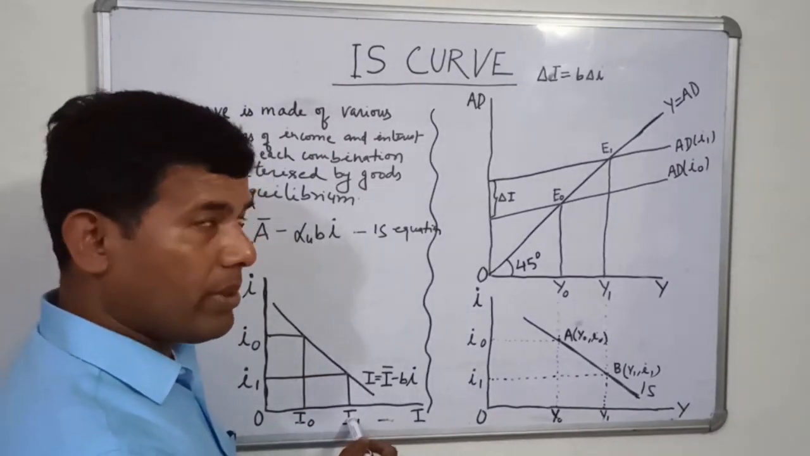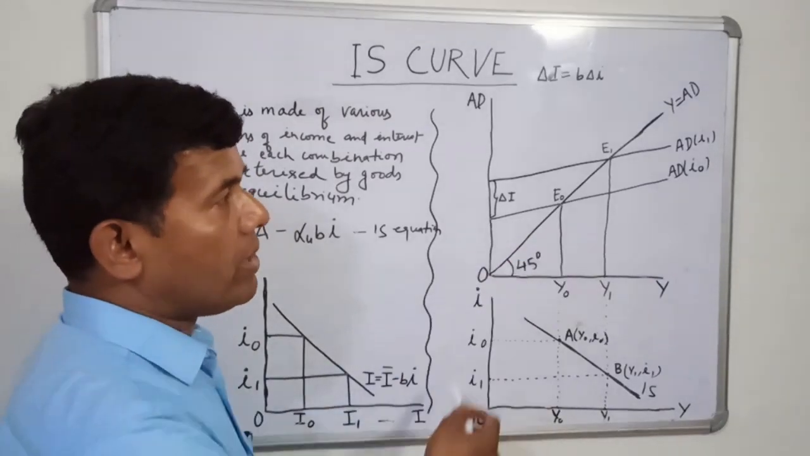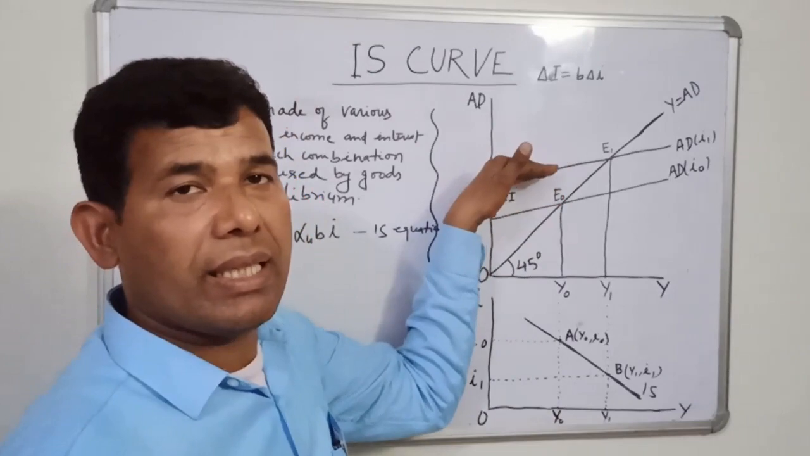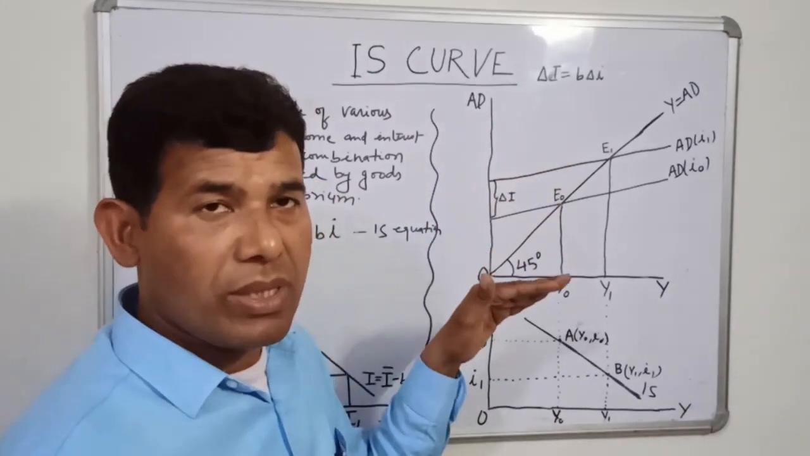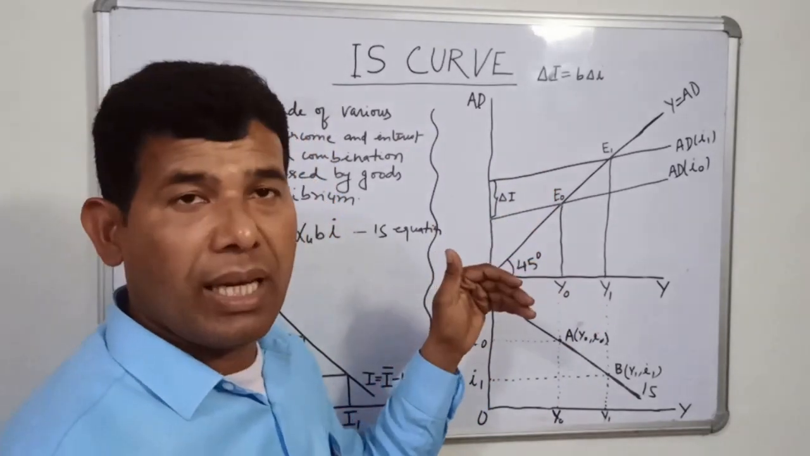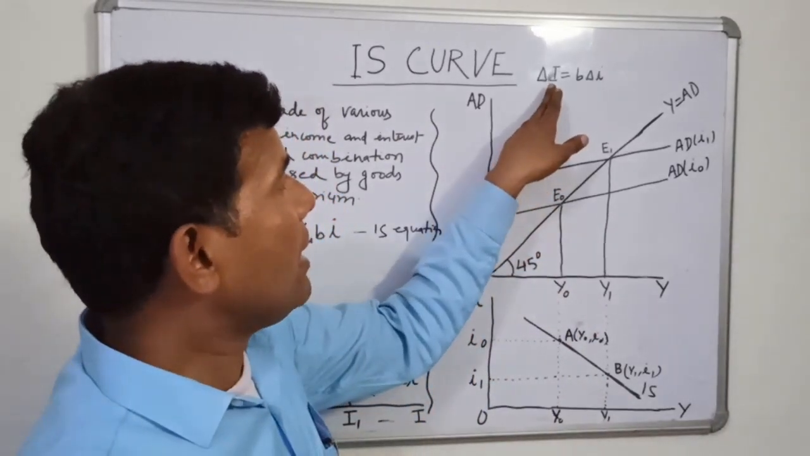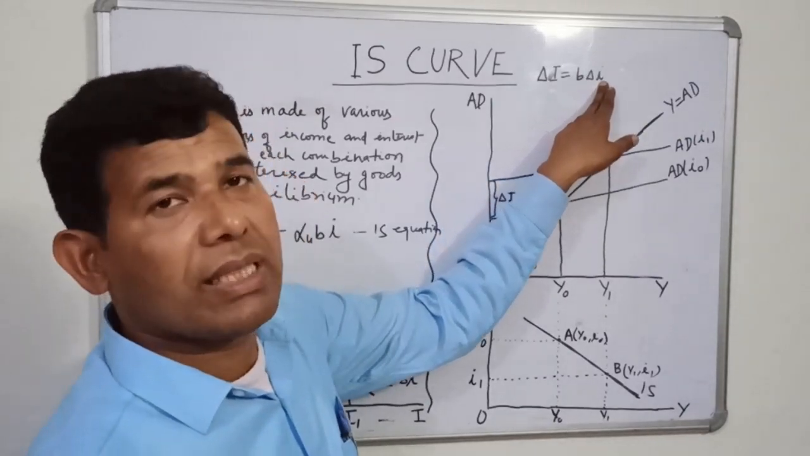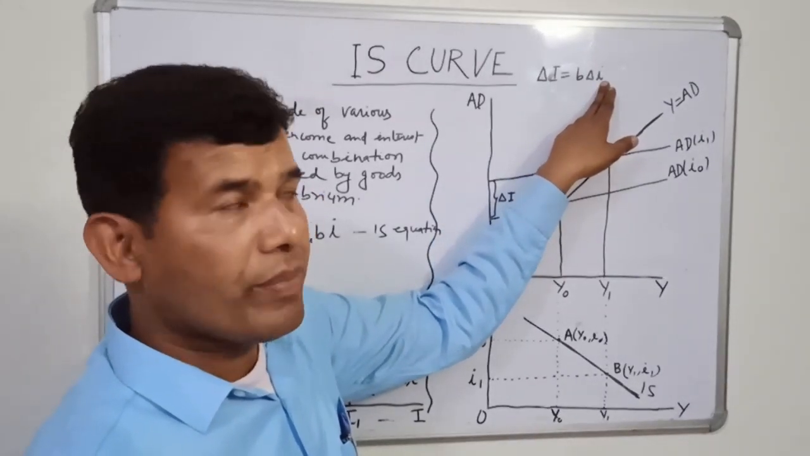Now when investment rises, what will happen in the first diagram? Aggregate demand will jump up, right? Why will aggregate demand jump up? Because aggregate demand consists of investment. Now the investment has gone up. How much has investment gone up? Delta I, which is exactly equal to D into the change in interest rate, right?